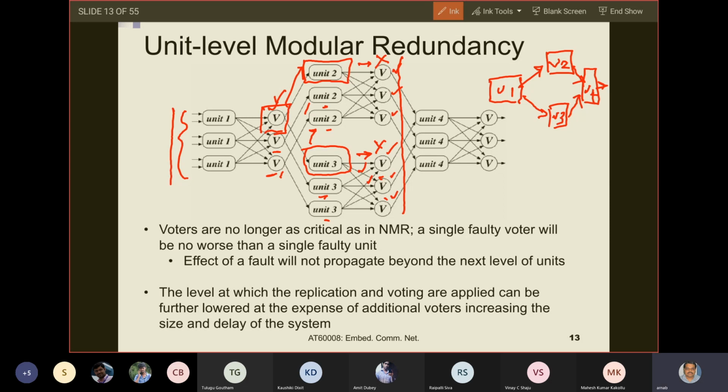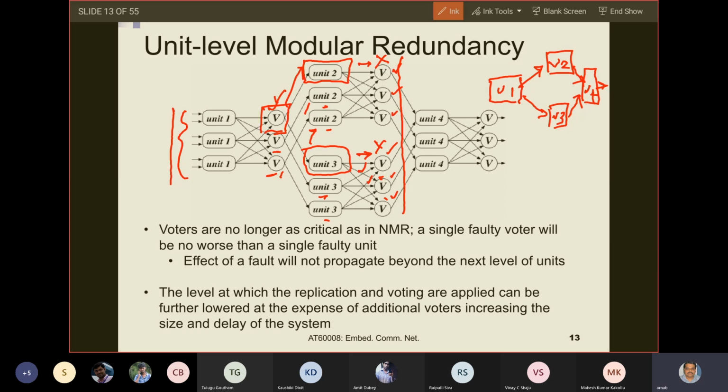So the error propagated only to the next level of units, but the subsequent units will not see the error anymore. That is the beauty of this approach. And there is another very important thing. So two things are achieved. One is that the dependence on the voter is no more than the dependence on a single unit. So failure of a unit and the failure of a voter is the same.